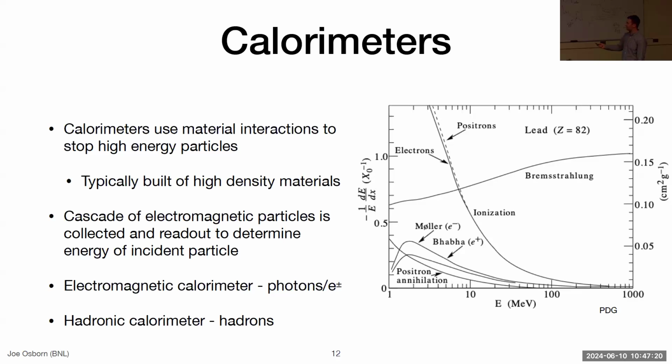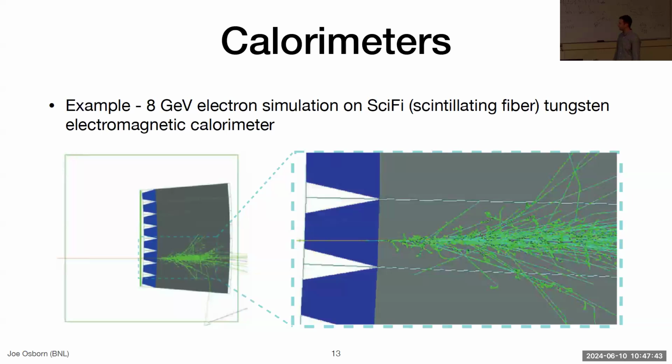Again, this is a plot of the stopping power as a function of incident energy for electrons and positrons from the PDG. And again, you can see that after about 10 MeV, bremsstrahlung dominates. And then there are contributions from other scattering processes below. But again, I strongly emphasize, go read the PDG chapter. It's very useful. Okay, so what does this actually look like?